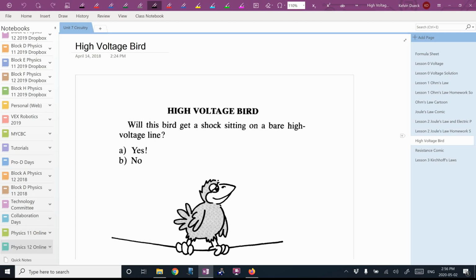First of all, though, we have a thought puzzle. Once again, it's time for you to vote. How high you hold your hand up is how sure you are of the answer. Now, you're going to feel a little silly sitting by yourself, sticking your hand in the air. Don't worry about it. No one's going to know. So here's the question. Will this bird get a shock sitting on a bare high voltage line? Yes or no? Who says yes? Keep your hands up. Yes, the bird will get a shock.